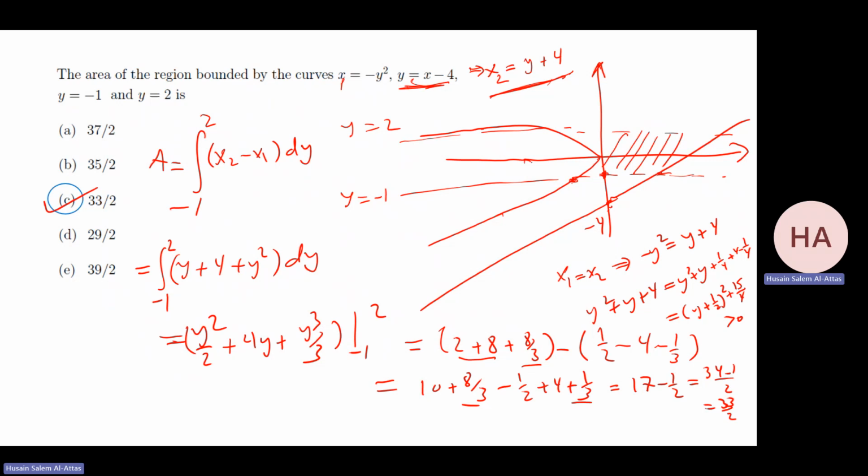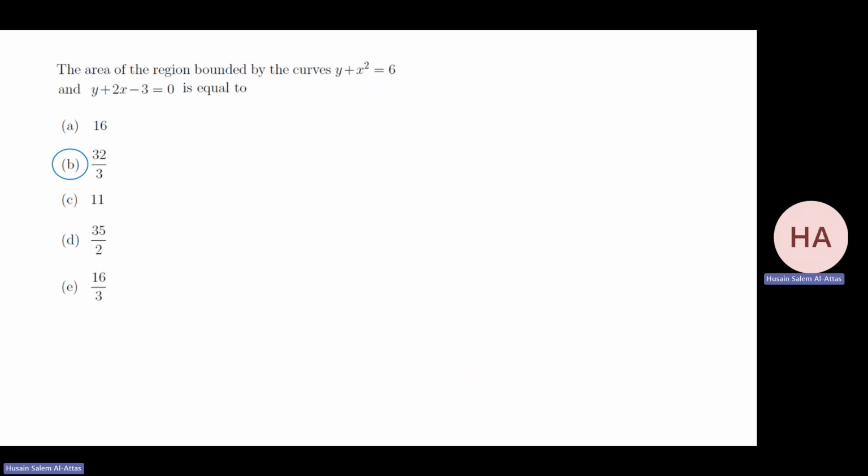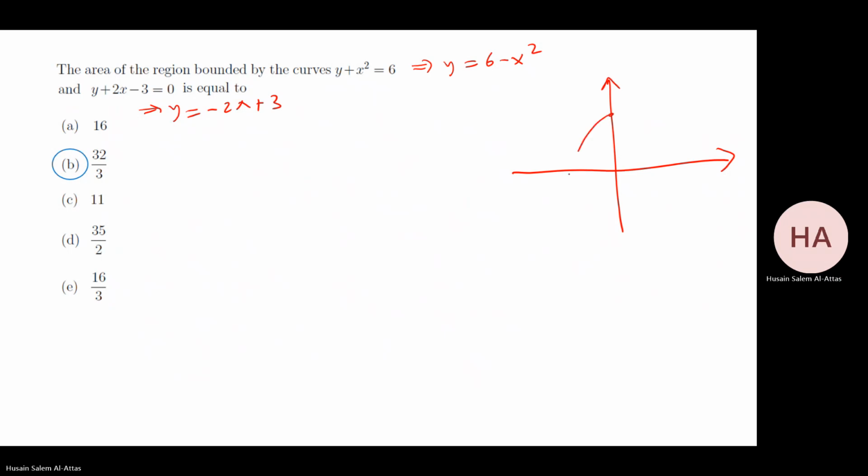Sometimes you need to see the graph. So this is what I'm talking about, and this will be the strip. Okay, we'll make it y-wise. y equals this, and y equals this. This is y equals 6 minus x squared, and this is y equals minus 2x plus 3. Be careful, this is a parabola, and this is a line.